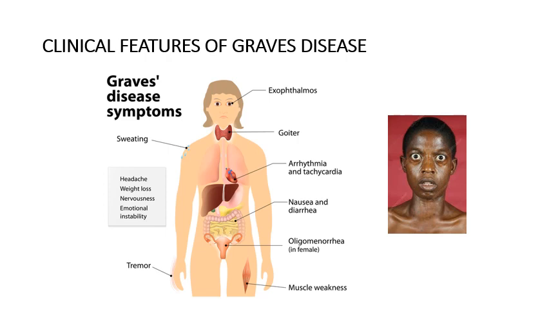These are the clinical features of Graves' disease. In Graves' disease there is striking exophthalmos. This exophthalmos is due to deposition of inflammatory connective tissue around the periorbital area, and you will have goiter because of excessive stimulation of the thyroid stimulating hormone receptor.